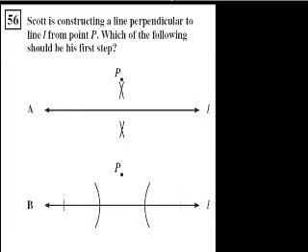We are on problem 56. Scott is constructing a line perpendicular to line L from point P. Fair enough. Which of the following should be his first step?